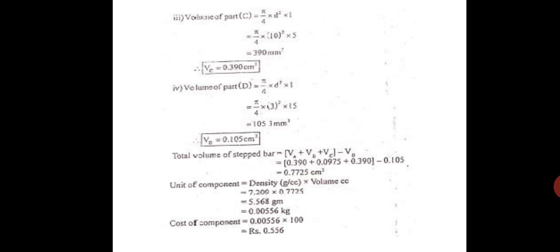So this way you can solve the problem. We find out the volumes of the various parts, part A, part B, part C, add them, and then deduct the volume of the hollow part, that is part D. Then we know the relation: density is equal to mass by volume, so mass is equal to density into volume. Since density is given, you will get the mass in grams. You divide that by 1000 to get kilograms, and then multiply with the rate of cast iron given per kg. You will get the cost of the component.